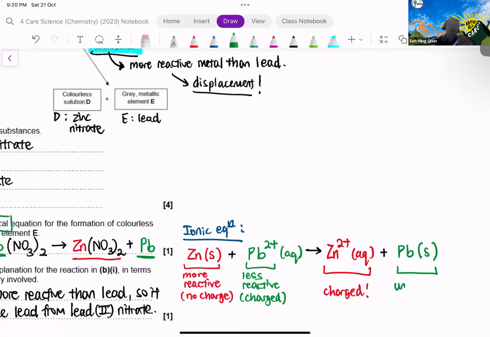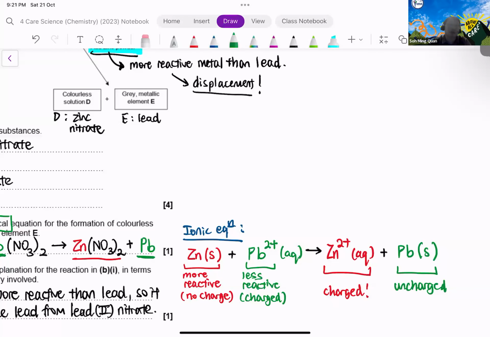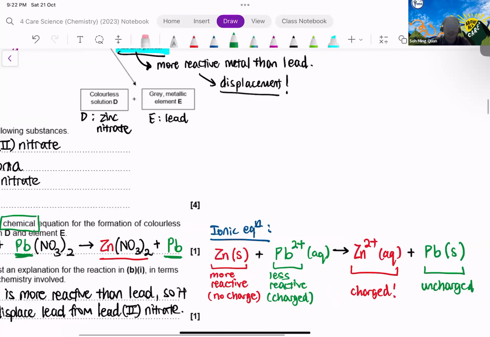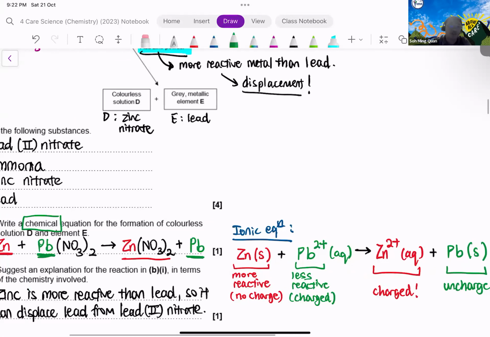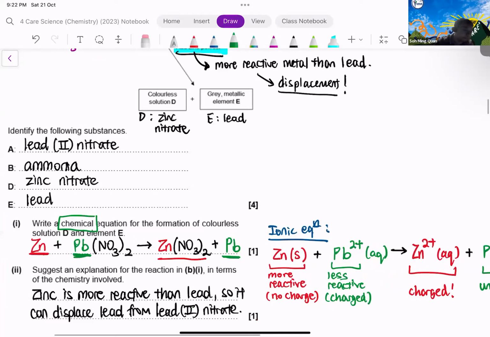All right, so you can see this is the pattern. The more reactive element, at first no charge, then at the end got charge. The less reactive one is the reverse, the other way around. It was part of a compound at the start, so that it had charge because it was part of an ionic compound, but at the end it got kicked out, displaced, so now no charge. Okay, so going back to the displacement, this is possible because zinc is more reactive than lead, therefore it can displace lead from lead(II) nitrate. Okay, I think this is quite straightforward.